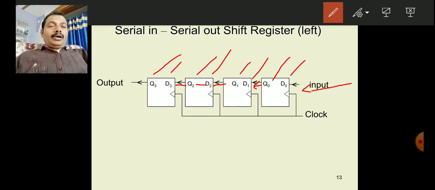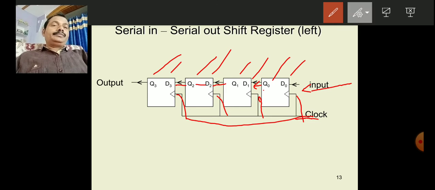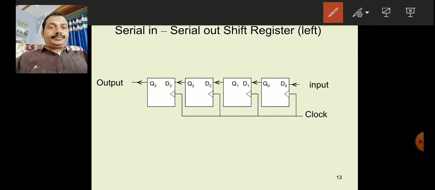Next, the clock is applied simultaneously to all the flip-flops. Clock is going to all the flip-flops. So this is the serial in, serial out, left shift register. For each clock pulse, one bit is shifted left. So that is the left shift register.